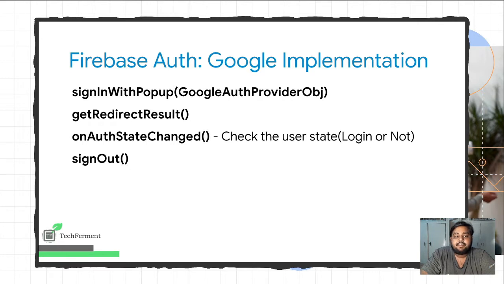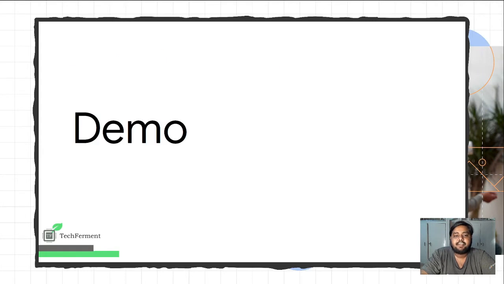And the third method you can use is auth on state change. This will check whether the user is logged in or not. If the user is logged in, we can show some UI like user is logged in, or if the user is not logged in, we can show the UI for the login screen. And the fourth one is the sign out method for logout purpose. So let's start with the demo part.